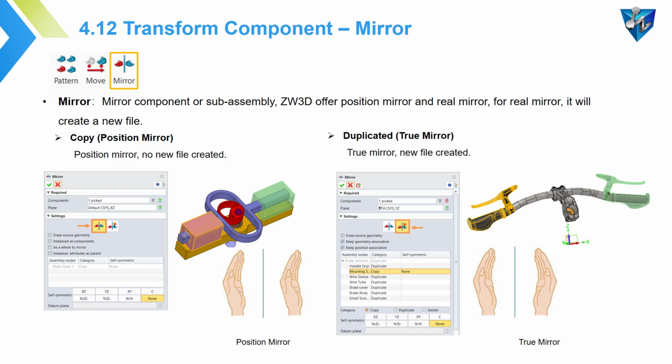For position mirror, it will only move the component about the plane with flipped orientations. It will not create a new instance. So for some self-symmetric component, this will be a good choice. But for true mirror, it will create an opposite-hand version, so there will be a new instance created. It's always used for a symmetric component. Now let's move over to ZW3D to show you more details concerning transformation.